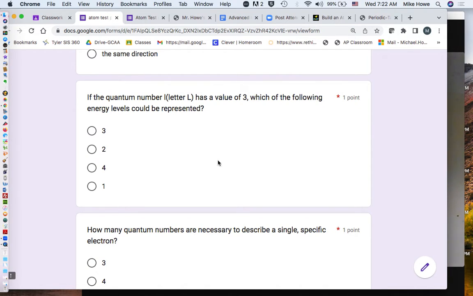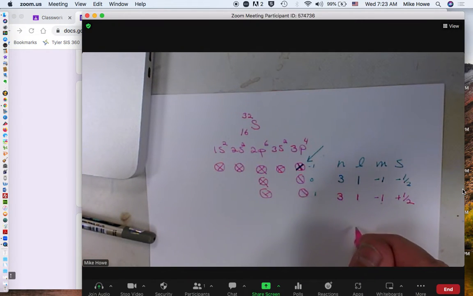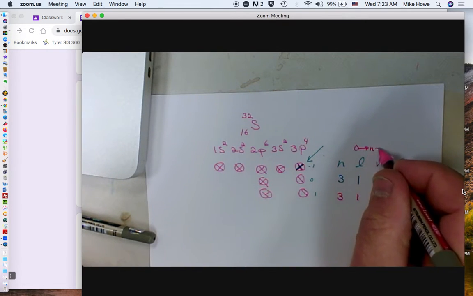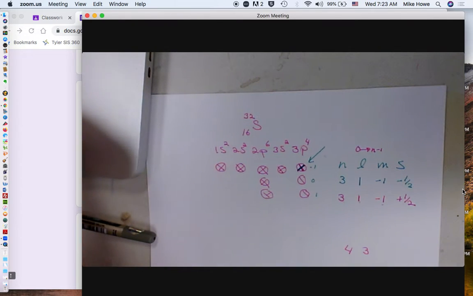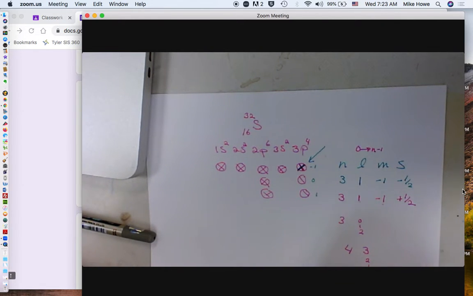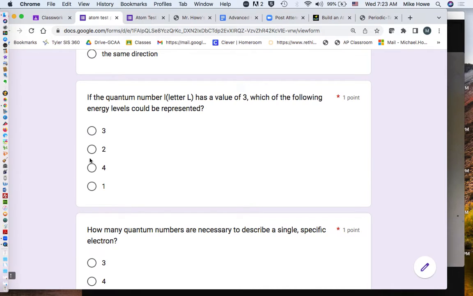Well, let's go back and look at our examples for that. So if L equals 3, you have to go back. L can go from 0 to n minus 1. So if L equals 3, then we know n has to equal at least 4. It could be 4 or more, but there is no L equals 3 if n equals 3. See, if n equals 3, then L could be 0, 1, or 2. But if n equals 4, L can be 3, 2, 1, or 0. 4 values. So the only answer here that allows for an L equals 3 value would be the fourth energy level.